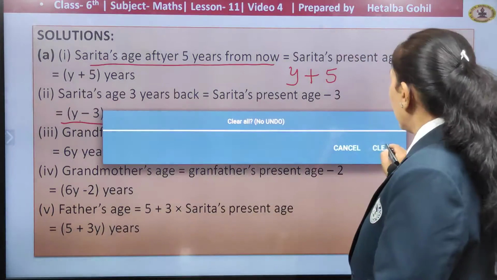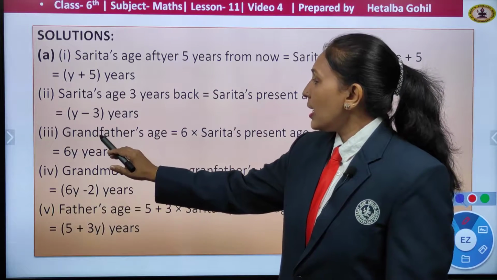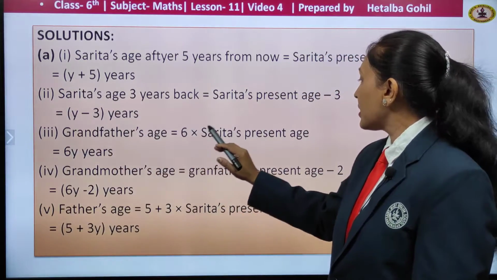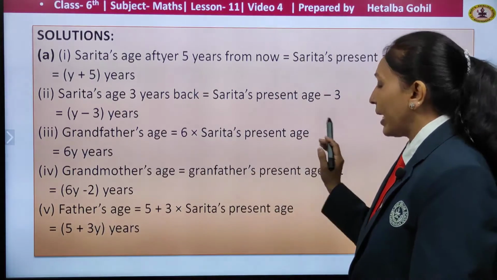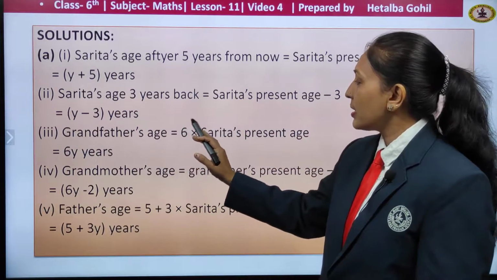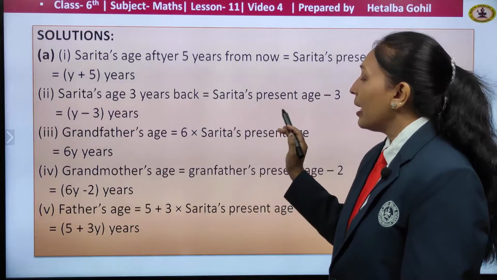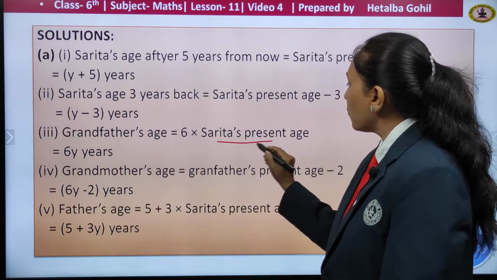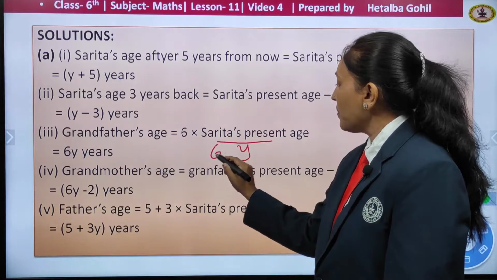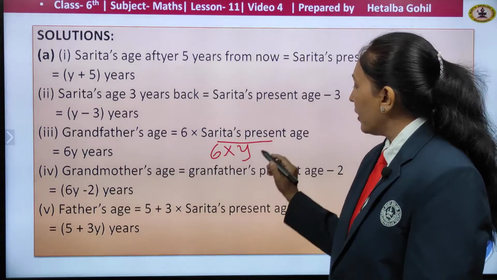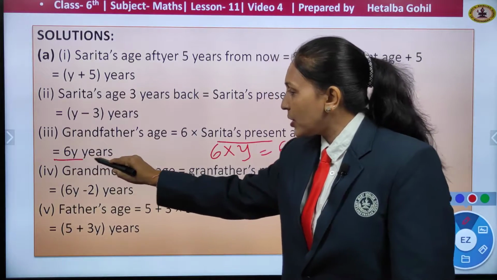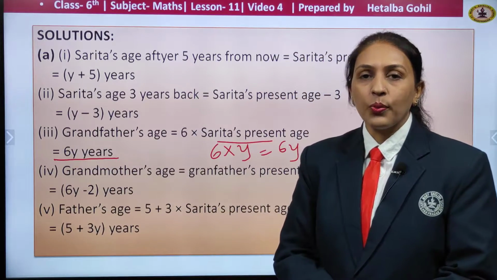Next, Sarita's grandfather's age is asked, which is 6 times Sarita's present age. Times means, children, you have to multiply. Sarita's present age is y. 6 times means 6 into y, which is equal to 6y. So the expression here is 6y years.